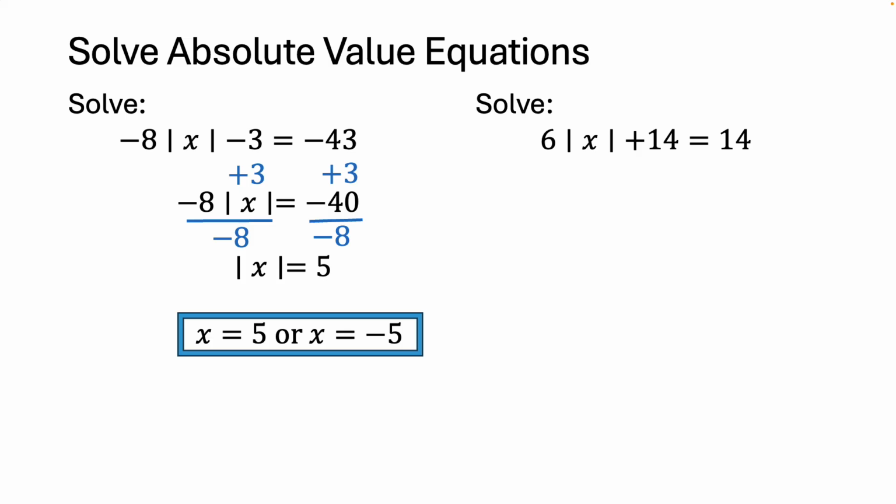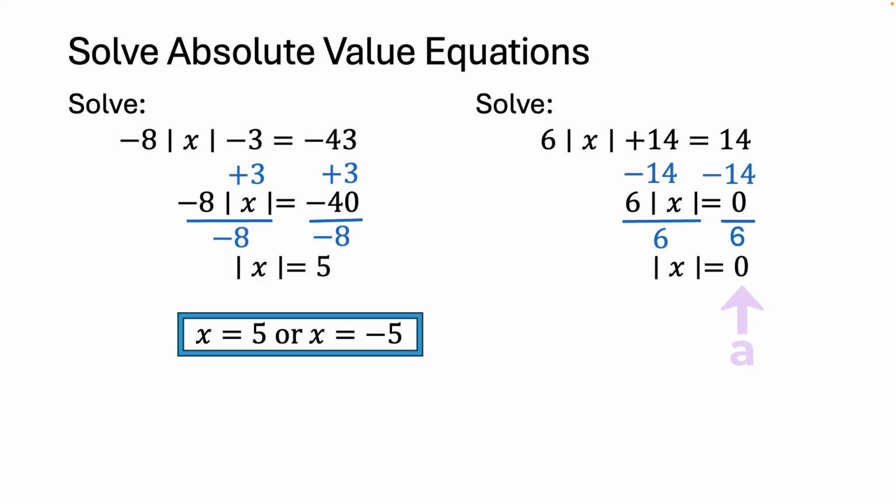Now let's solve the equation 6 times the absolute value of x plus 14 is equal to 14. Let's start by isolating the absolute value of x. To do this, we'll need to subtract 14 from both sides. So we get 6 times the absolute value of x equals 0. Dividing both sides by 6, we get the absolute value of x equals 0. In this case, our value of a is 0. So this equation only has one solution, and it's x equals 0. The last thing to do would be to check, and I'll leave that to you, but in fact, x equals 0 is the solution that works for this problem.